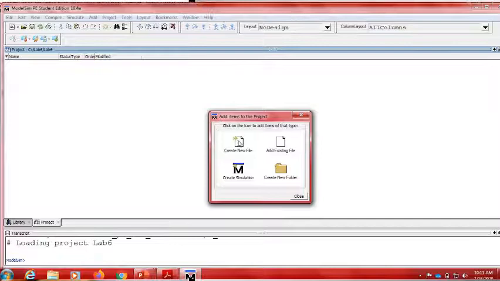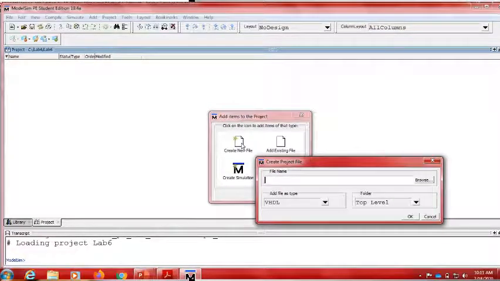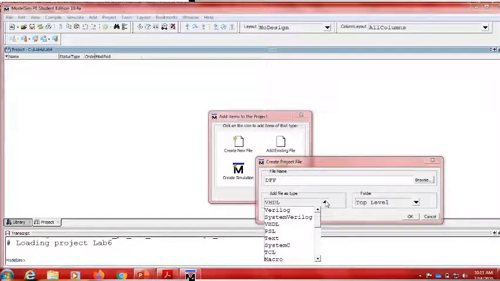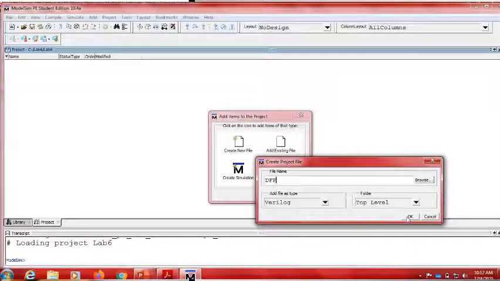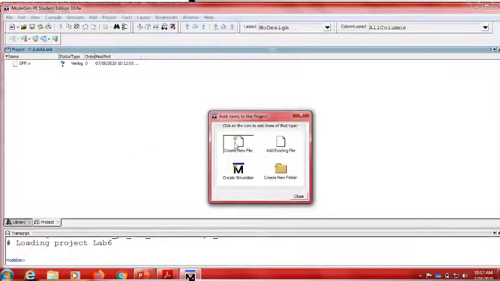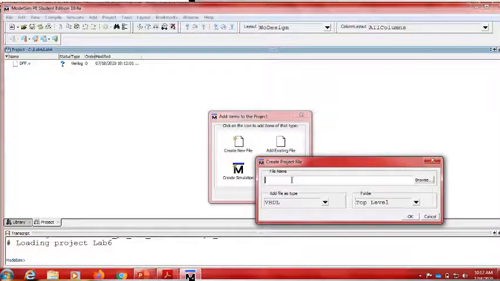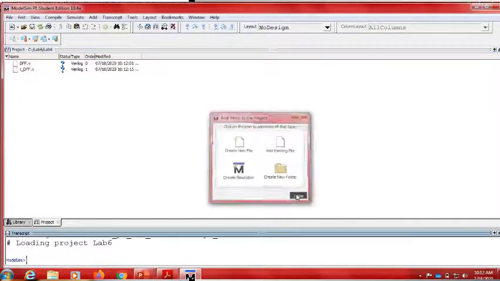The next thing is we have to create the files. So our first file is DFF for the D flip-flop. You can name it according to that, or whatever name you find convenient. And the type of this file is Verilog, and press OK. And we are creating another file, D underscore D flip-flop, and the file type is Verilog, and press OK and close.